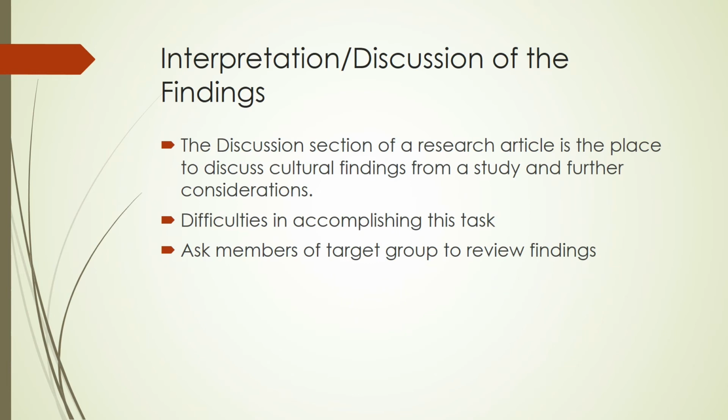And finally, we want to consider how we're going to interpret or discuss the findings of our study. The discussion section of our research article is where this is going to take place, and there are several difficulties in accomplishing this task, including limited previous research to compare our study to, difficulties with previous research being normed on a dominant culture, and then even journal editors or reviewers asking us to stretch or bend findings to fit a theoretical model. In order to ensure the quality of our interpretation or discussion section, it's helpful to ask members of the target group to review the findings and provide a first-hand understanding of the research that's been done.